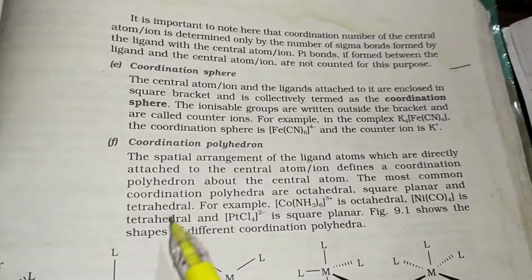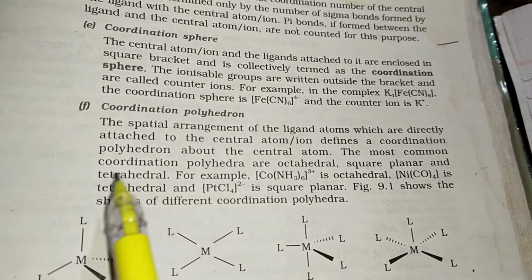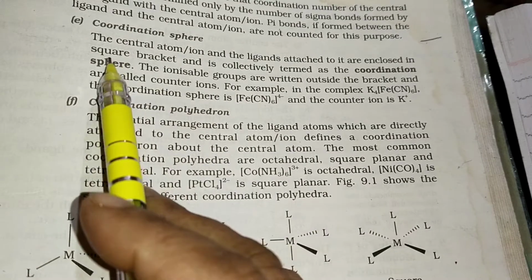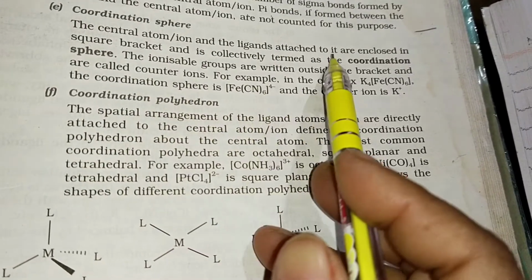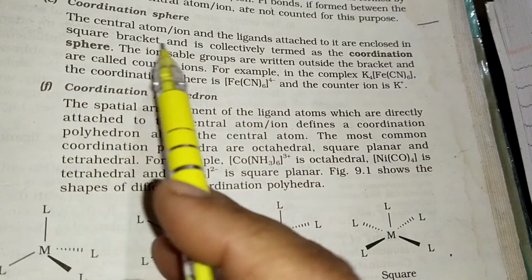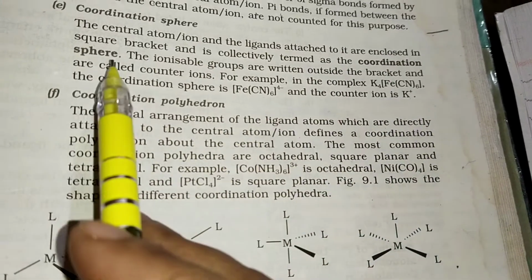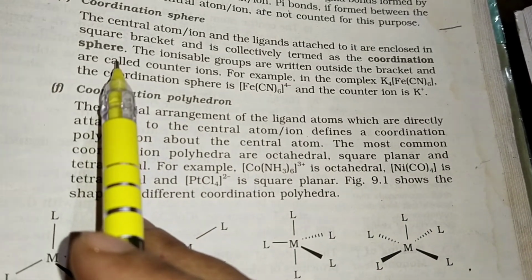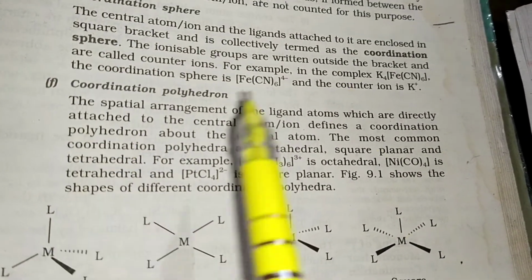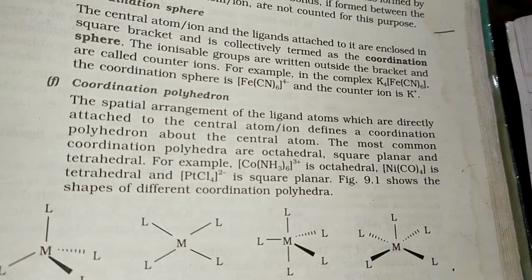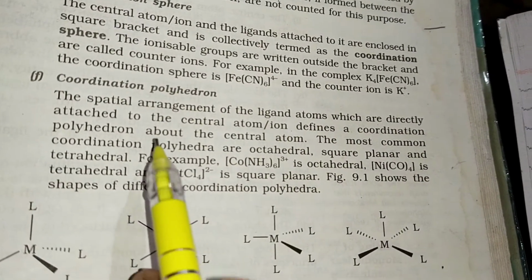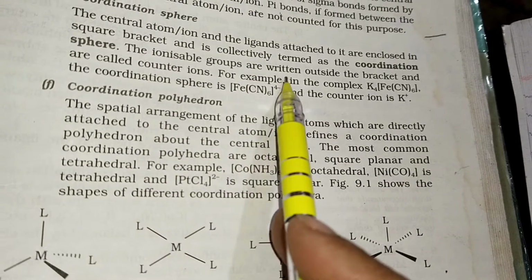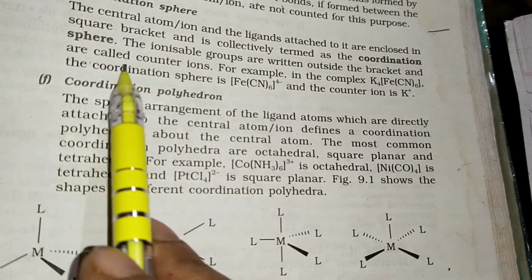Now we are coming to the coordination sphere and coordination polyhedron. The central atom or ion and the ligands attached to it are enclosed in a square bracket and are collectively termed the coordination sphere. That is actually called the coordination entity also. The ionizable groups are written outside the bracket and are called the counter ions.